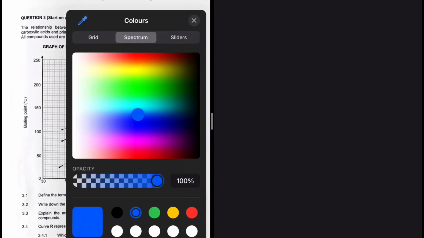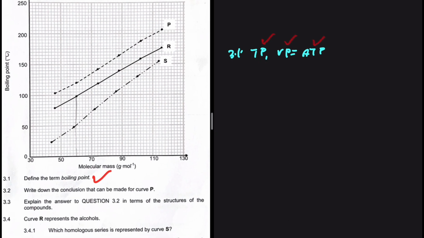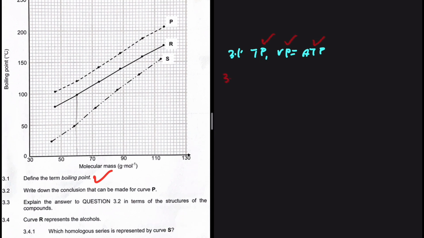This question is difficult, okay? But let's go ahead and give it a try. The first question, 3.1, we're supposed to define the term boiling point. So boiling point is the temperature at which the vapor pressure is equal to the atmospheric pressure. So the temperature at which the vapor pressure is equal to the atmospheric pressure. That is 3.1. Let's take a look at 3.2.